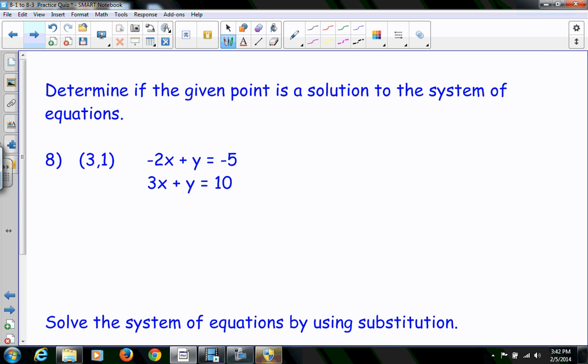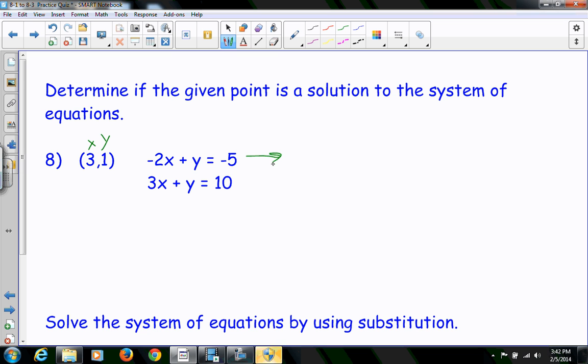All right, last two problems. Determine if the given point is a solution of the system of equations. So what this means is you're taking this x and this y and plugging them in for x and y here and going ahead and seeing if they're true. Again, you have to use both. If you get one of them that's false, then go ahead and say that the whole thing is not going to work.